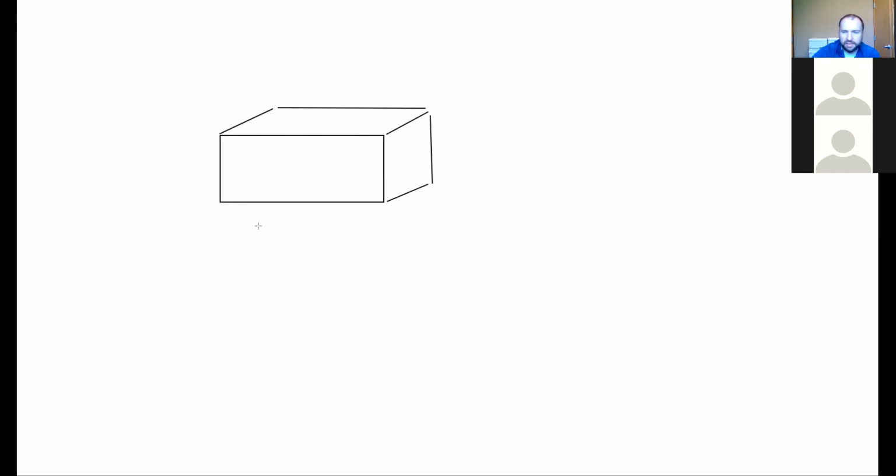So let's say that this box has a length of 8 inches, a width of 3 inches, and a height of 6. Okay? So again, if we want to find the volume of this rectangular prism or this box, all we have to do is multiply them all together. Length times width times height.